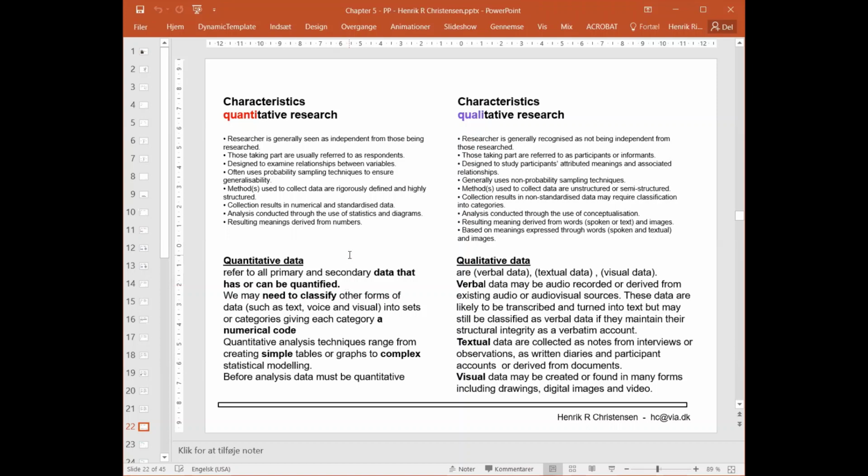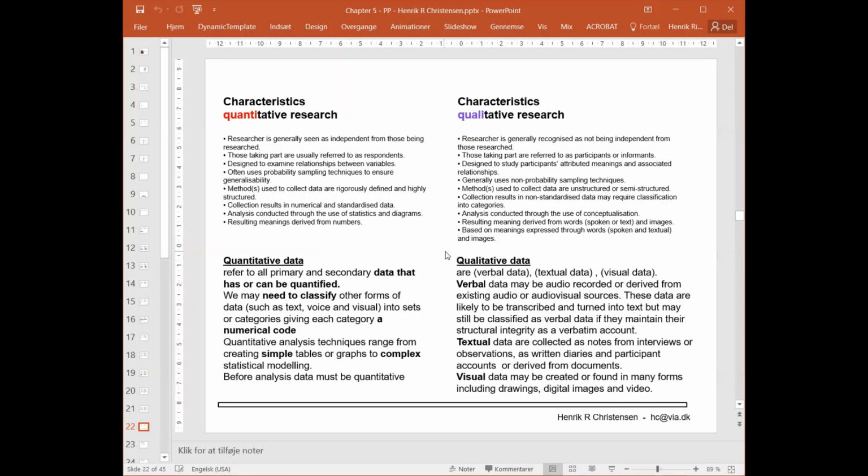So if that's possible, we can also use our statistics afterwards, but we need to be careful what kind of statistics we are using, but we'll get back to that at a later lecture. So that's something that characterizes quantitative data.